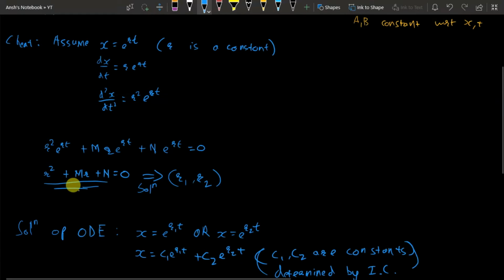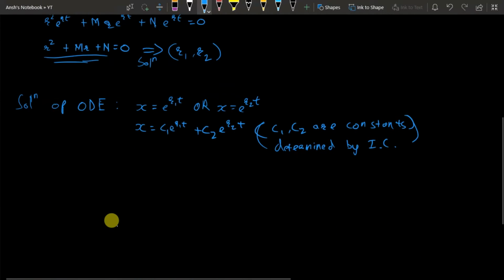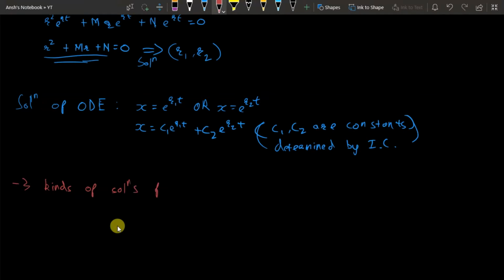So now we know that whenever we have a quadratic equation, we can get three kinds of roots. We can get roots that are real and distinct. So let's just write that down. We get three kinds of solutions for r.